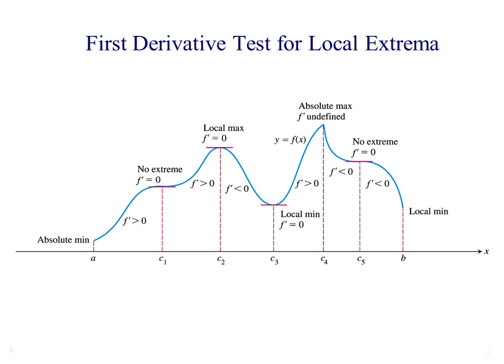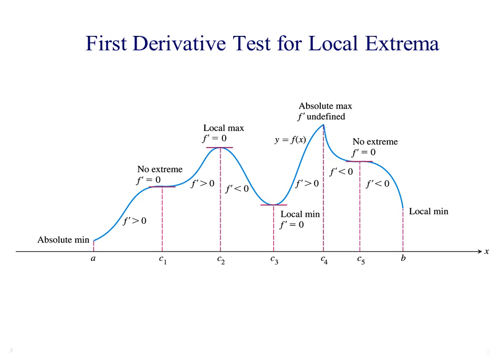Here we have a generic function with 5 critical points identified. 4 of those points, the first, second, third, and fifth, are critical points because the derivative has a value of 0. The fourth critical point is critical because the derivative is undefined. Also note that critical points 1 and 5 are not extrema. And the reason they're not extrema is because the sign of the derivative does not change.